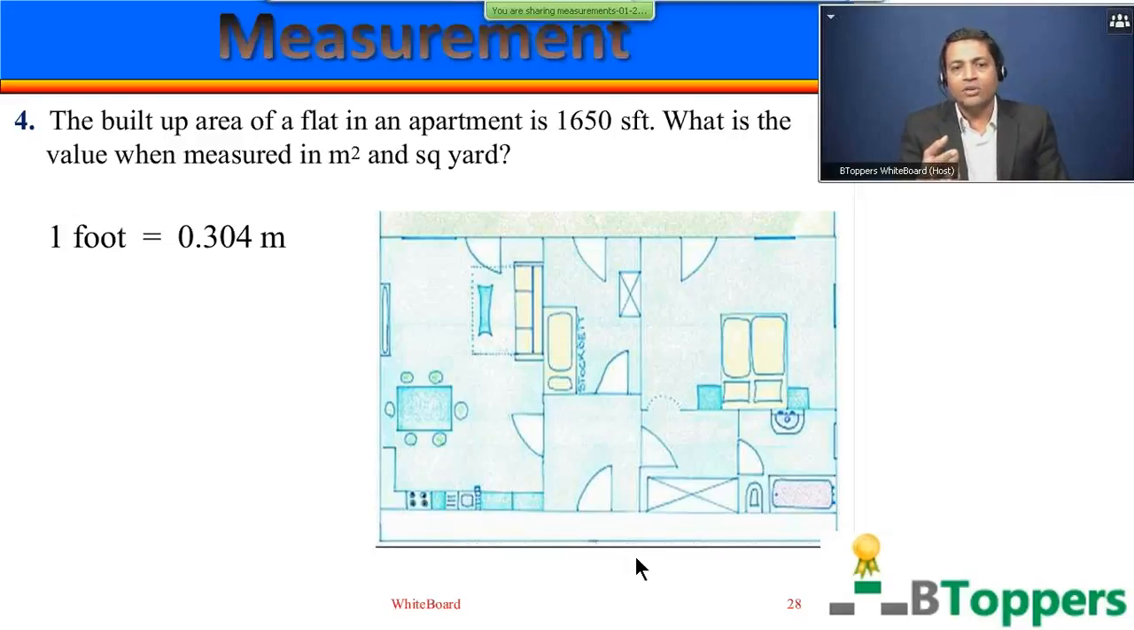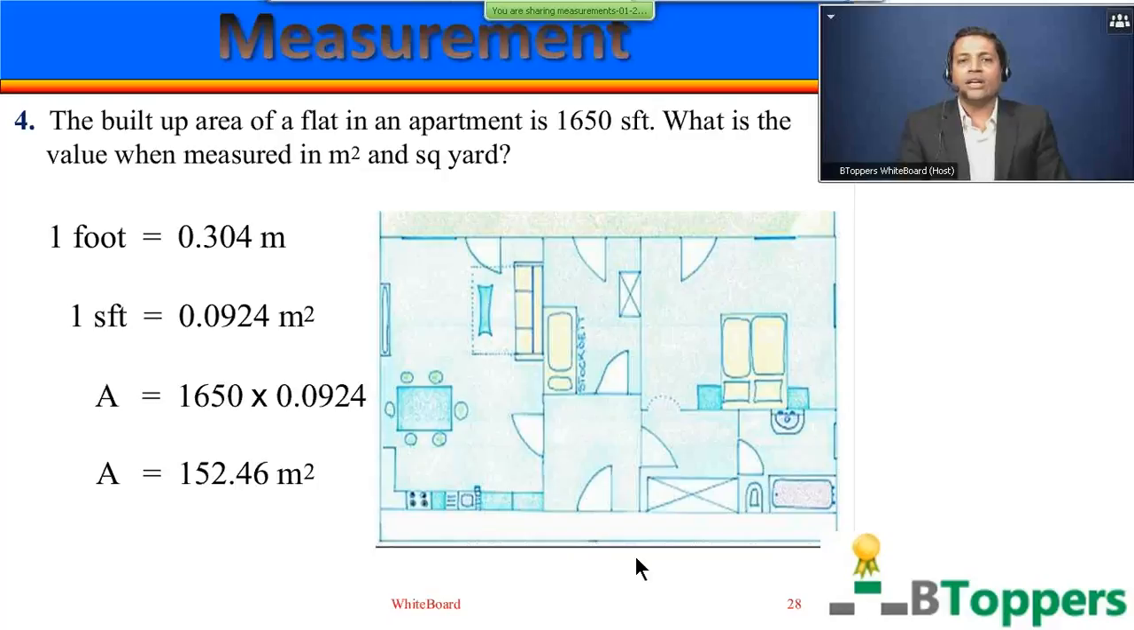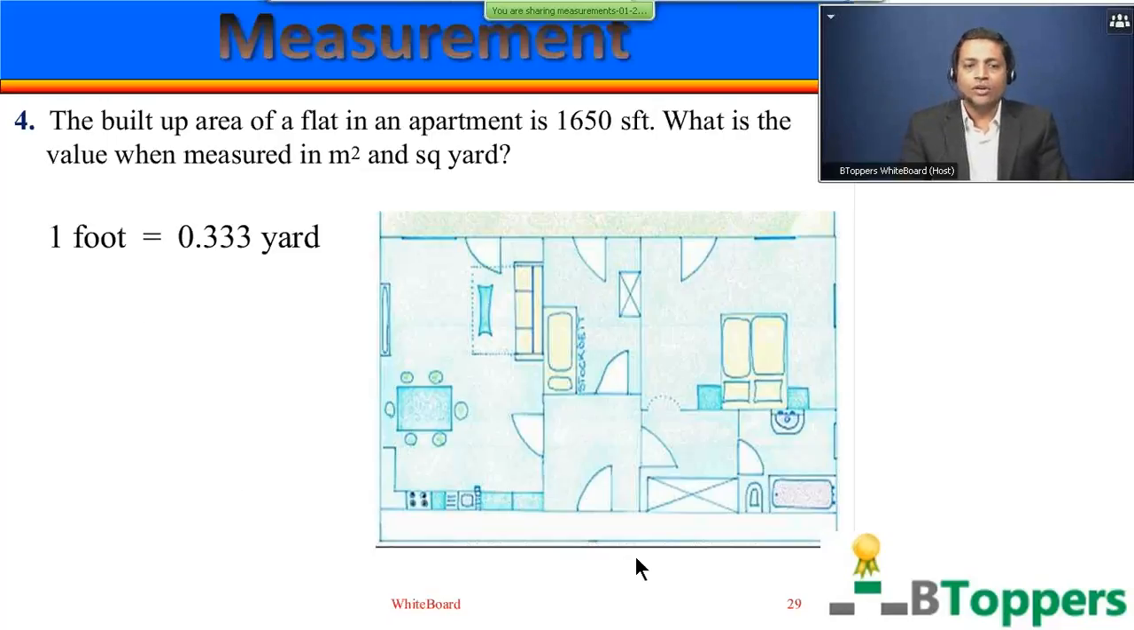From this, you should be able to find out how much is 1 square feet. It means you square the left hand side, you square the right hand side also. So 1 square feet will turn out to be 0.0924 meter square because you have squared the right hand side also. So if 1 square feet is this much, then how much will be 1650 square feet? For that, you just have to multiply this and you get the answer as 152.46 meters square.